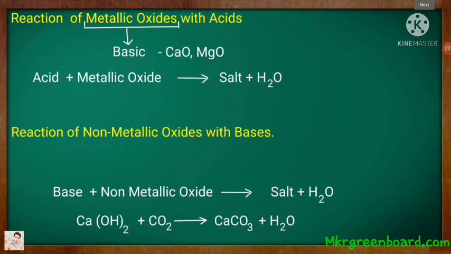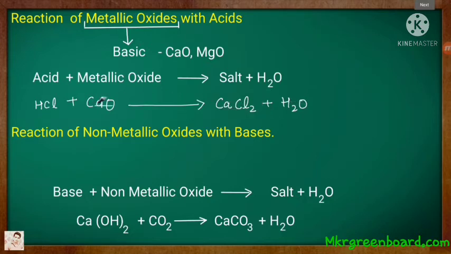An example of a metallic oxide reaction is given here. When hydrochloric acid, HCl, reacts with CaO, it forms CaCl2, calcium chloride, plus water. Here 2 HCl is taken to balance the equation.